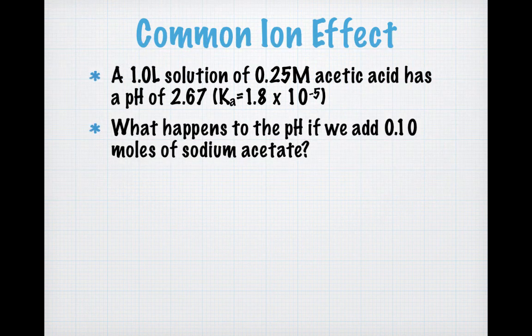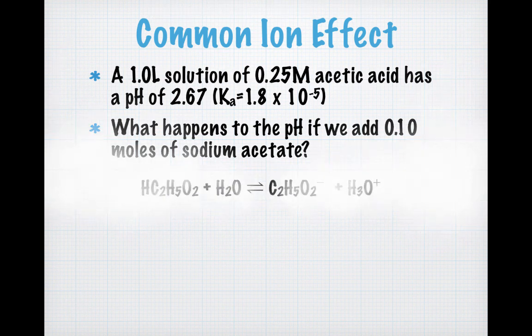So now I'm going to take that solution and I'm going to add a salt to it. I'm going to add 0.1 moles of sodium acetate. So sodium acetate, of course, is going to break apart into sodium ions and acetate ions. And the acetate ion is the conjugate base of acetic acid. So my equilibrium is acetic acid plus water goes to acetate ion plus the hydronium ion.